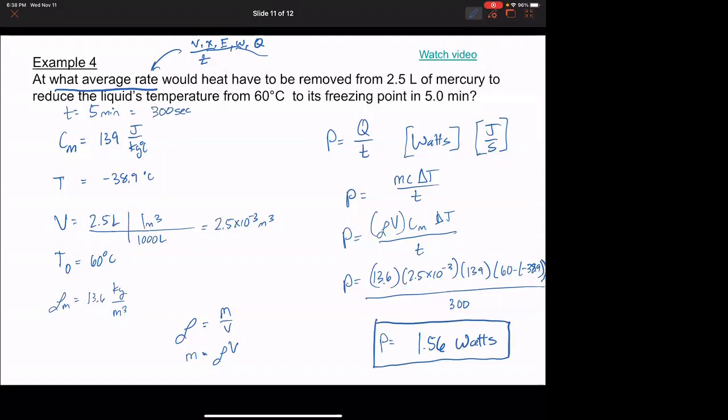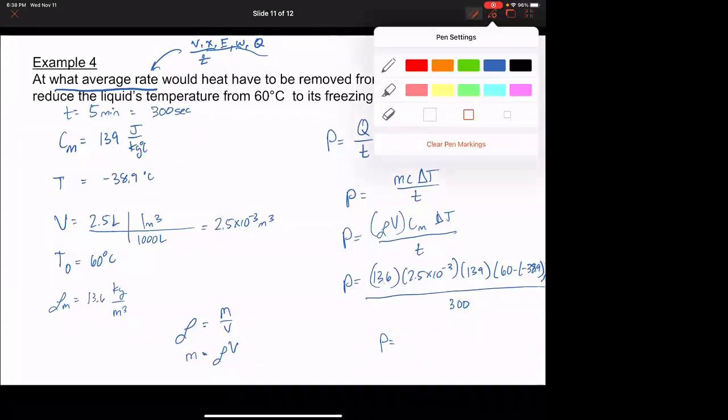Did I put that in right? Let me double check. I might have put 1.36. So for the temperature, don't you subtract it or did you times it? Well, delta T is the difference. So you take 60 minus negative 38.9. What am I doing here? I got erasing, looks like garbage.